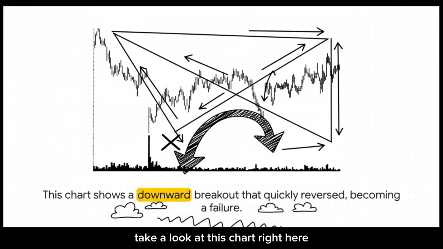Take a look at this chart right here. You can see it all play out. We get a broadening bottom, a breakout to the downside, and then boom, an almost immediate U-turn back up. The downward move had 0 follow-through. This is a textbook example of a failure.